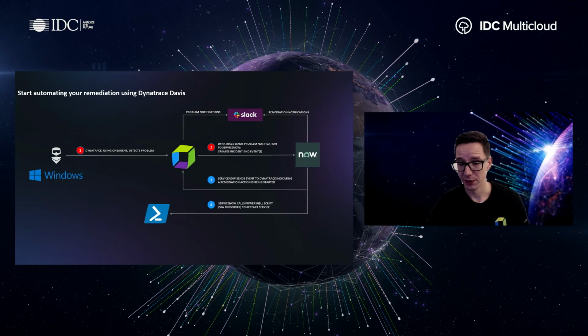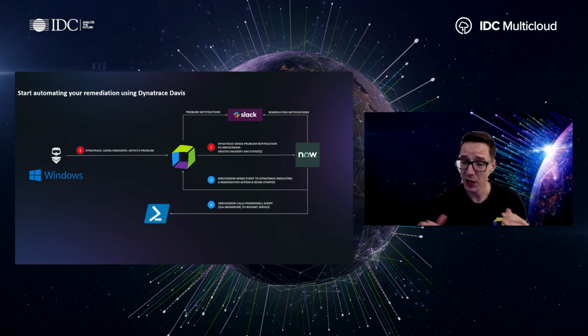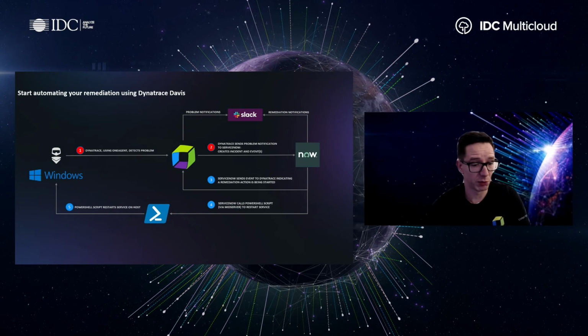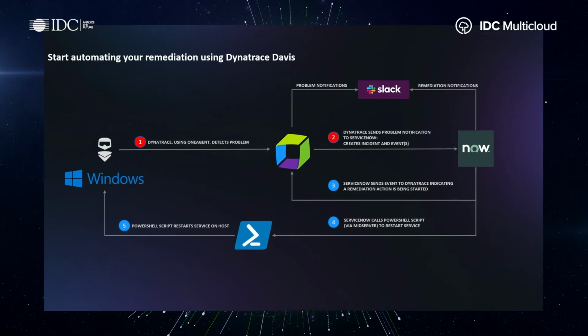ServiceNow, in turn, then calls a PowerShell script. It uses something called a MID Server, in this case very ServiceNow specific, but keep in mind that there's a shell script or PowerShell script that is being triggered. This PowerShell script executes that. So based on the problem, based on the root cause, saying that, hey, this problem or this process has hung, we need to restart it. This will now be executed, and it will hopefully resolve that problem.